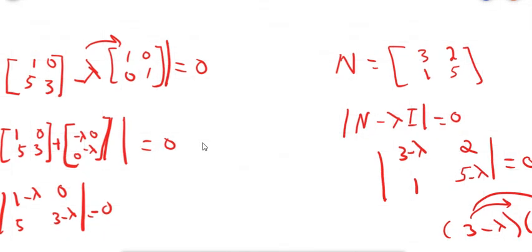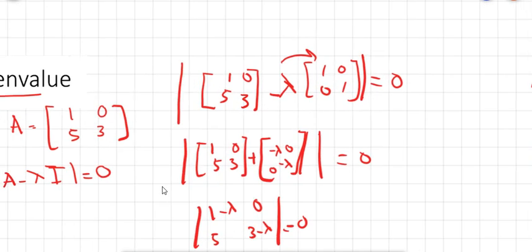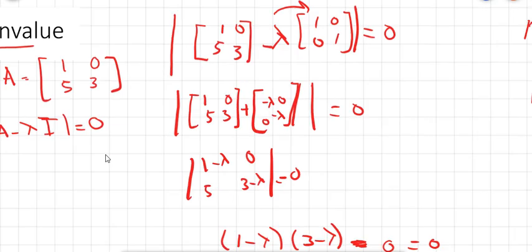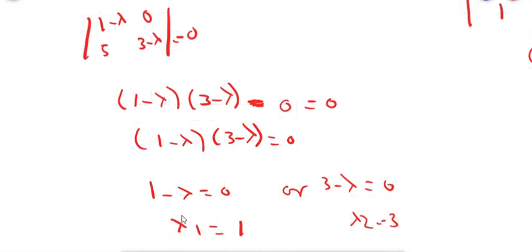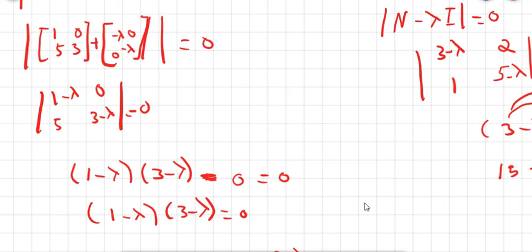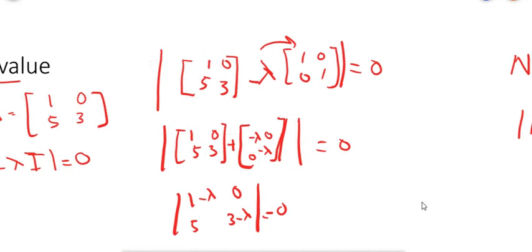Also, for the first example, if you want to check whether your answer is correct or wrong, if you add 1 plus 3, it will be equal to 4. And if you add here 1 plus 3, it is also equal to 4. So our answer is correct. This is the way of finding the eigenvalue.